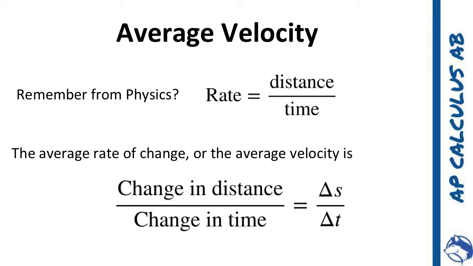So average velocity, if we remember this from physics, the rate is equal to distance over time. So the average rate of change, or the average velocity, has to be the change in distance divided by the change in time. And we write that as delta S divided by delta T, where S is the position or the distance, and T is time.